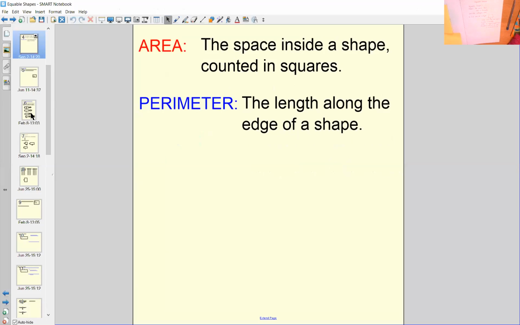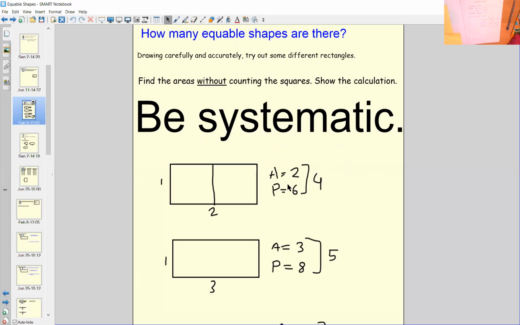Yesterday we were doing some work on equable shapes. Just very quickly reminding you, we were working with rectangles, and in order to work out the area for rectangles, you will have to either count the squares inside the rectangle, or you can multiply the length with the height, okay? And therefore you can work out the area for any rectangle.